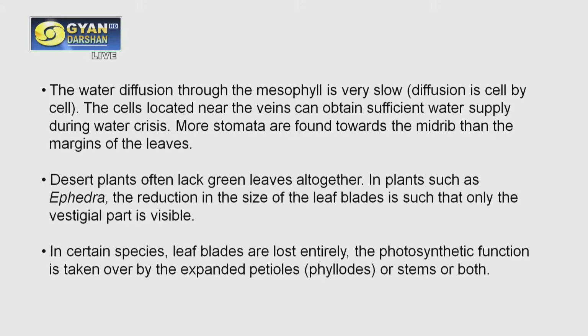Desert plants lack green leaves altogether. In plants such as Ephedra, reduction in size of leaf blade is such that only the vestigial part is visible. In certain species, leaf blades are entirely lost. Photosynthetic function is taken by the expanded petioles like in phyllodes, or it can be stems like in phylloclades.